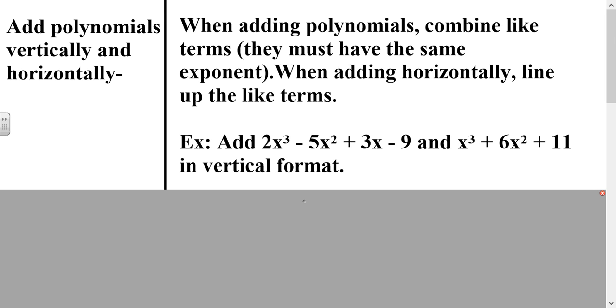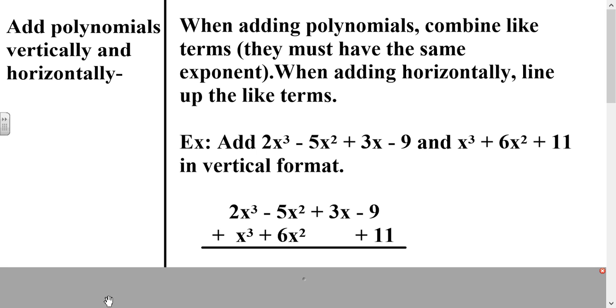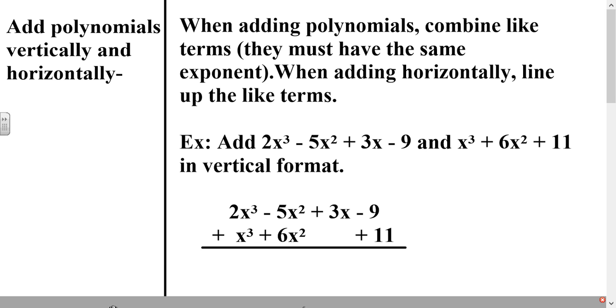So the first example we're going to try is adding 2x cubed minus 5x squared plus 3x minus 9 and x cubed plus 6x squared plus 11 in vertical format. So when I rewrite this, because I'm doing vertical format, I want to make sure that I line up the like terms. So I'm going to line up 2x cubed and x cubed. And I'm going to line up negative 5x squared with 6x squared. There is nothing that is like 3x, so I'm going to leave that blank underneath on the bottom. And then I'm going to line up negative 9 and positive 11. And then I'm just going to add them together.